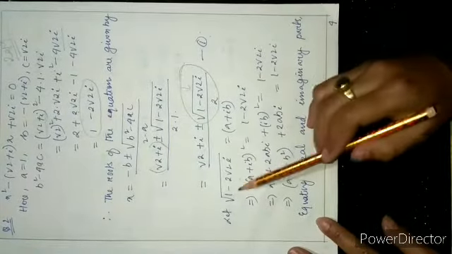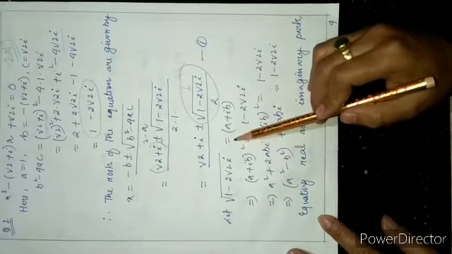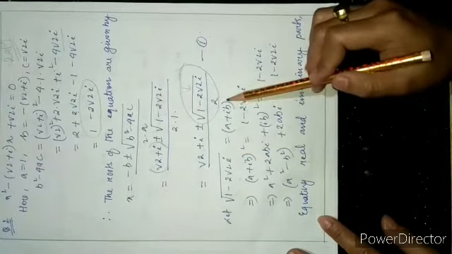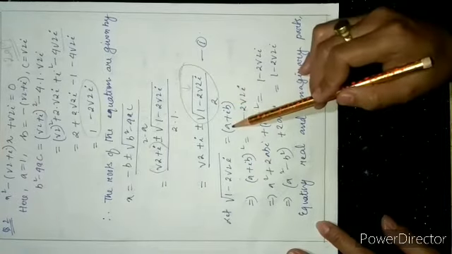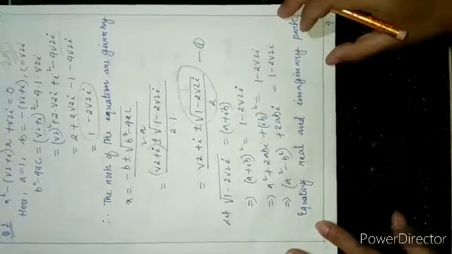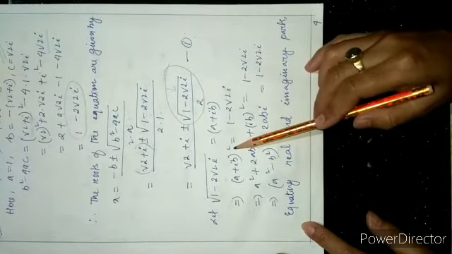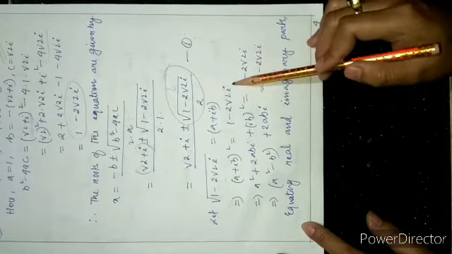Now let us suppose that the square root of 1 minus 2 root 2i is equal to a plus ib. Then find the particular values of a and b. Squaring on both sides. A plus ib whole square is equal to 1 minus 2 root 2i.